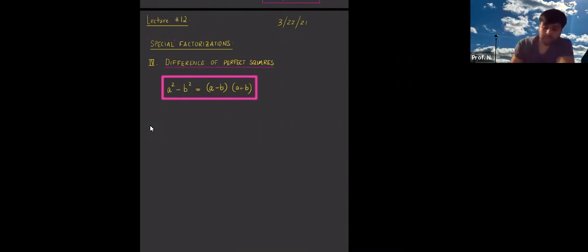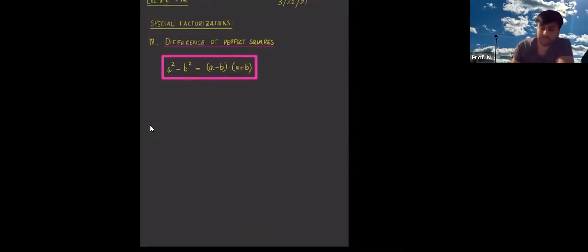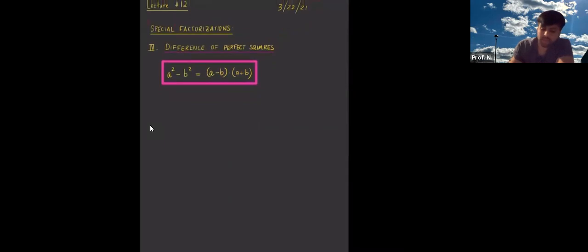You can prove it to yourself: if I distribute everything by FOILing, multiplying it out, I do indeed get what's on the left side, because a times a becomes a squared, a times b is ab, negative b times a is negative ab, and negative b times b is negative b squared. Those middle terms cancel out and you're left with a squared minus b squared. So that does work. I just want to briefly talk about perfect squares.